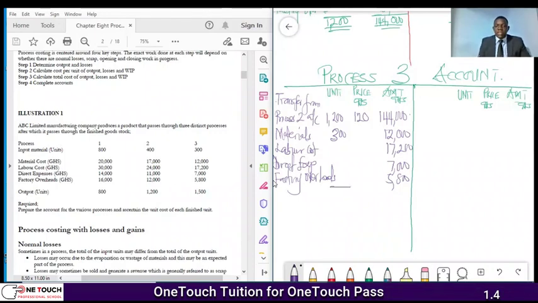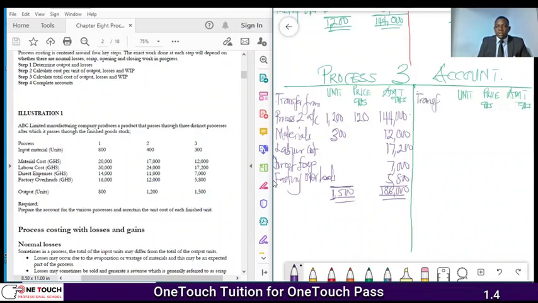So at the end of the day, what is the total completed units? So we have 1,200 plus 300, that gives us 1,500. So let's sum up. We have 144 plus 12 plus 17.2 plus 7 plus 5.8. So in total, we get 186,000. Good. So this is the final stage of the process. Whatever goods that are completed here go into our finished goods account.